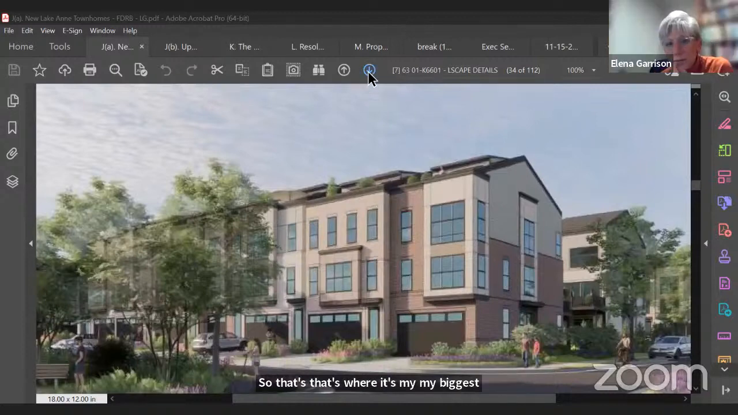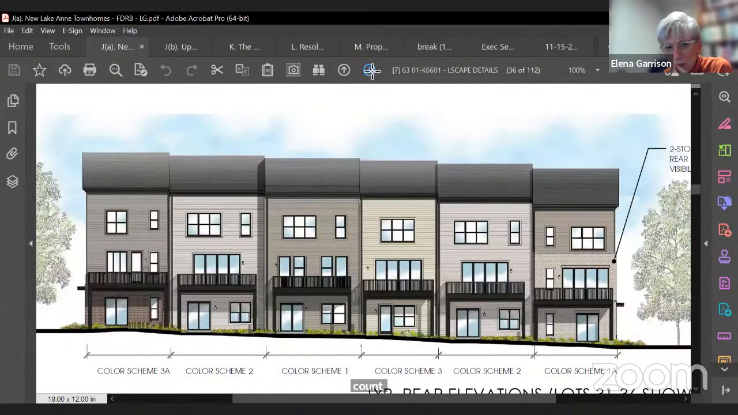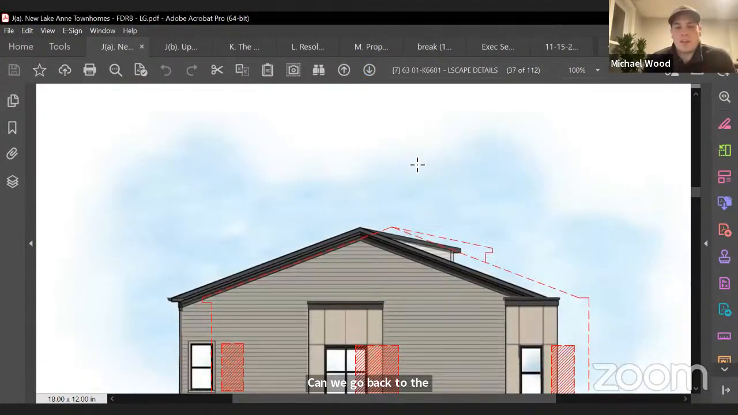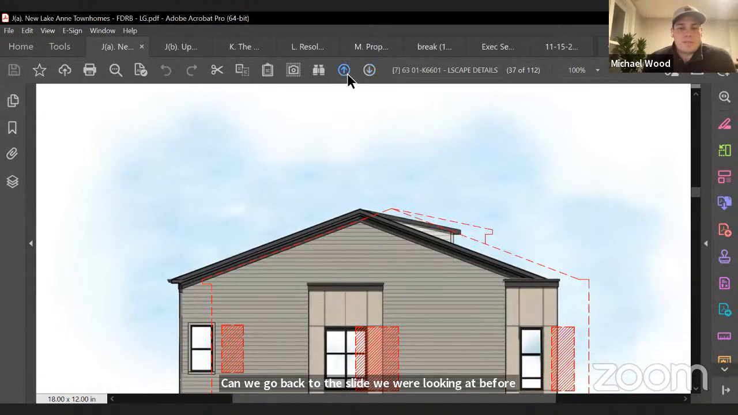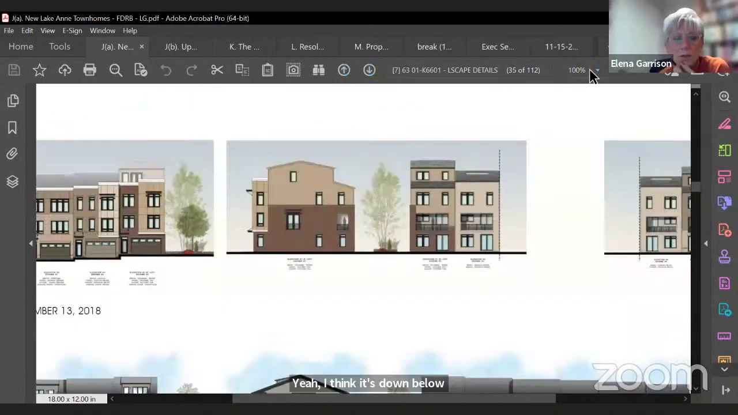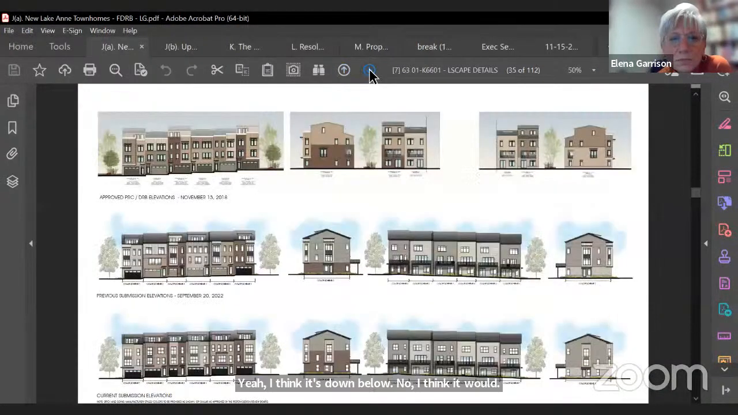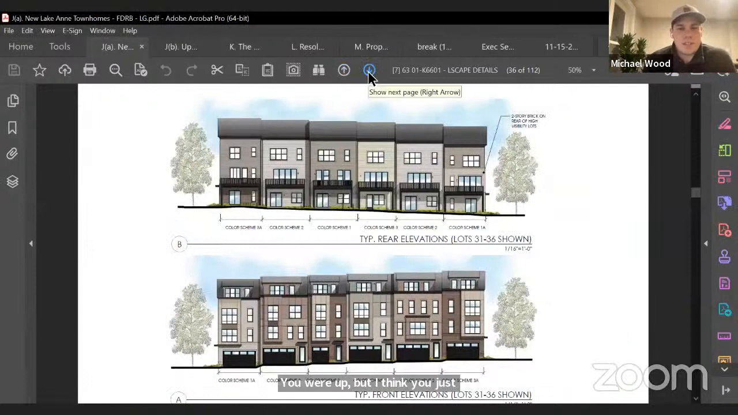Go back to the slide we were looking at before. Yeah, I think it's down below that. Yeah, the rear. I think you just need to zoom out or scroll down. No, next slide. Down. There we go. Are you trying to see the comparison, or what are you seeing?